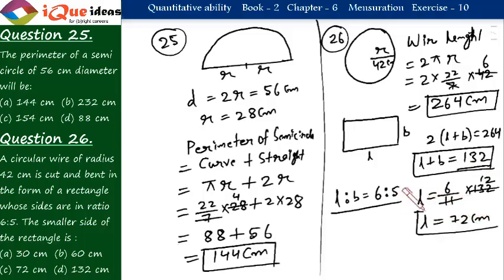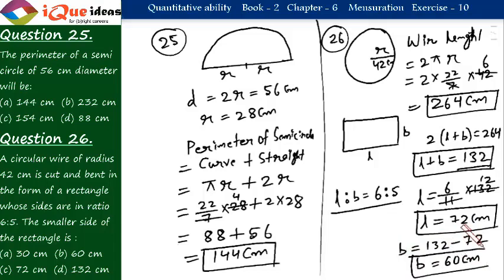Similarly, you can calculate B by using either the same ratio method, or by subtracting 72 from 132. So 132 minus 72, that is B equal to 60 centimeters. So length is 72 centimeters, breadth is 60 centimeters. The question is asking the smaller side, hence it is B, which is 60 centimeters.